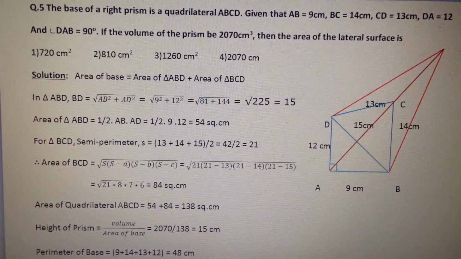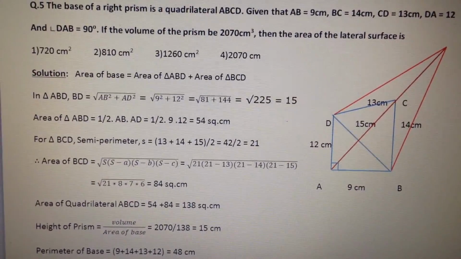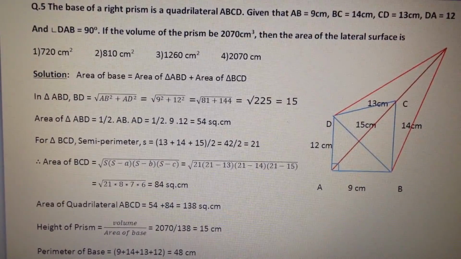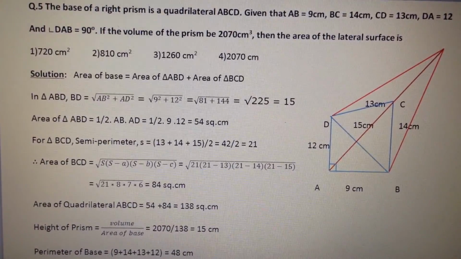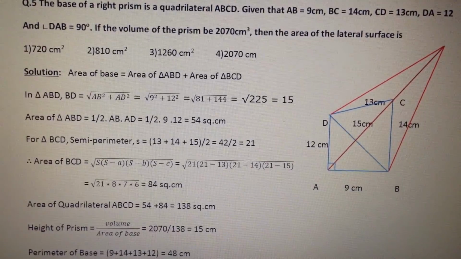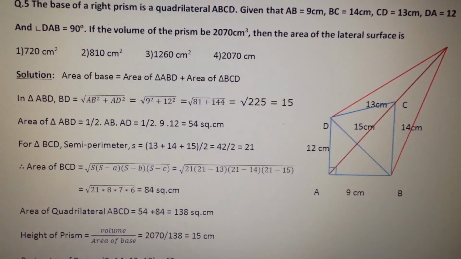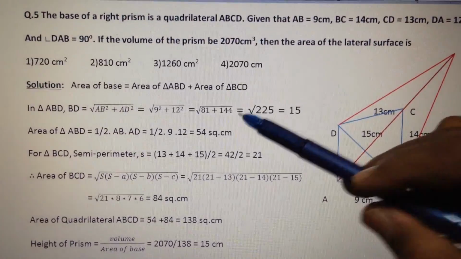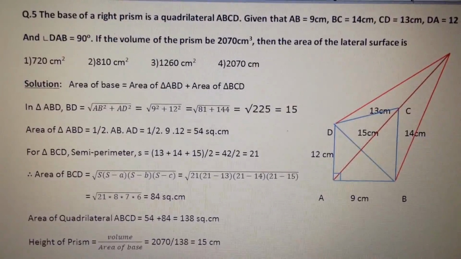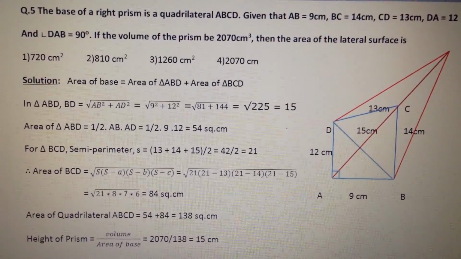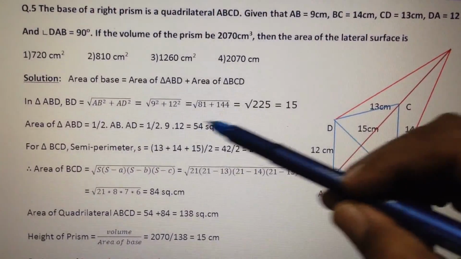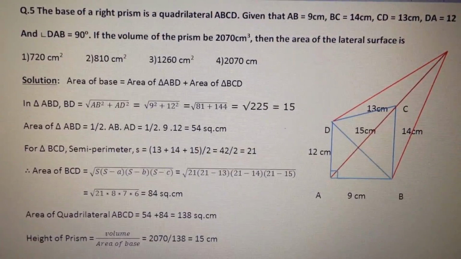Now let's find out the areas individually. In triangle ABD, BD is equal to root over AB square plus AD square, because it is a right angle triangle. Therefore BD is equal to root over 9 square plus 12 square, which is equal to root over 225. So BD is equal to 15. So area of triangle ABD is equal to half into AB into AD, which is equal to half into 9 into 12, which is equal to 54 square centimeters.